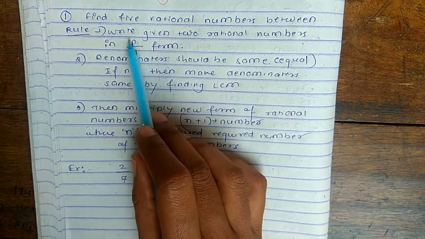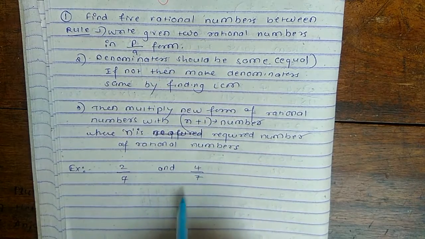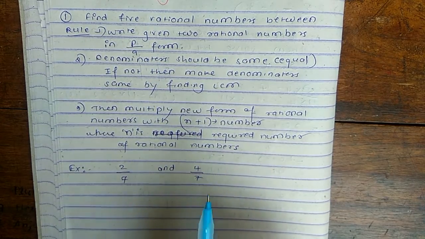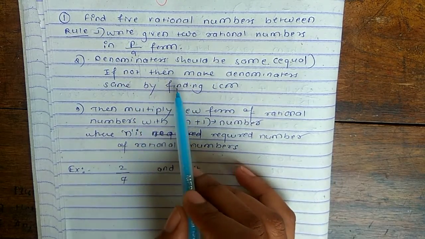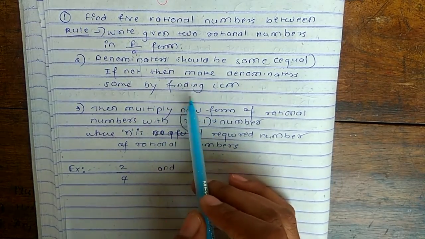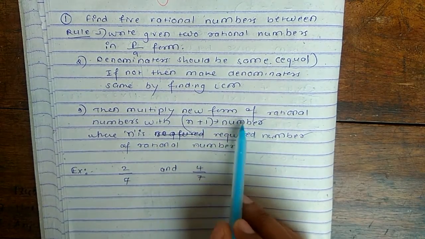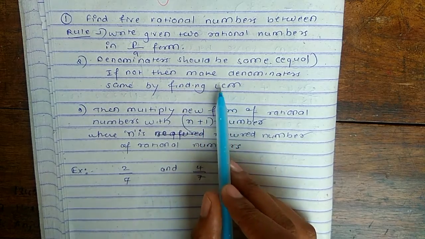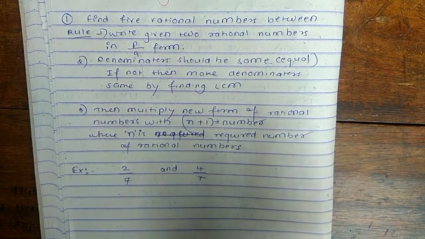The first rule is: write the given two rational numbers in p by q form. Whatever examples we see, we have to check whether they are in p by q form or not. Next, the denominators should be the same or equal. If not, then make the denominators the same by finding the LCM of the denominators. Next, multiply the new form of the rational numbers. After finding the LCM of the denominators, we get the new form of the same two rational numbers.